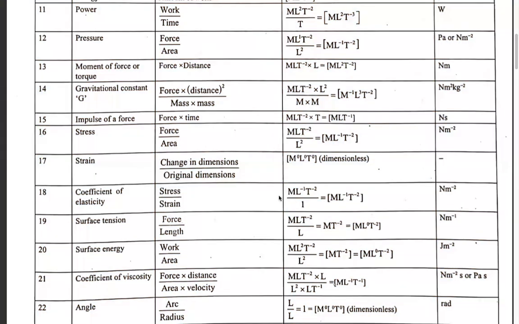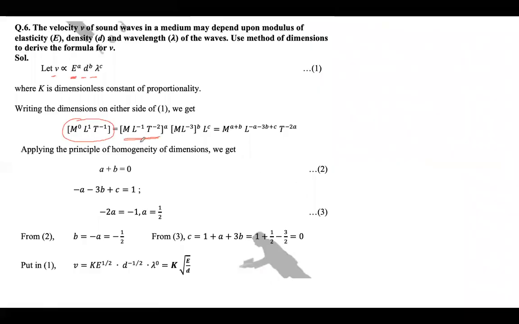so it is stress upon strain, so m1 L minus 1 t minus 2. This is the thing which I was talking about. So the same thing is used here, m L minus 1 t minus 2. Density is mass per unit volume, so m L minus 3. And lambda, wavelength, is measured in terms of length, so L raised to the power c. If you combine each of these, the power here is a and here it is b, so m raised to the power a plus b. Here it is L raised to the power minus a, and this is minus 3b, and this is c, so minus a minus 3b plus c.